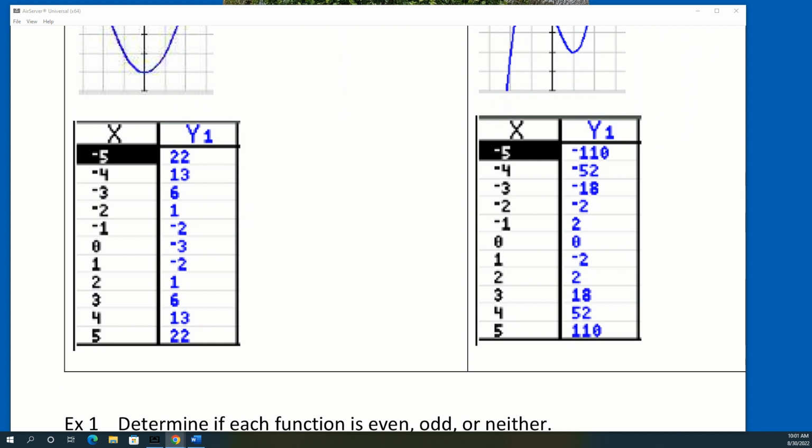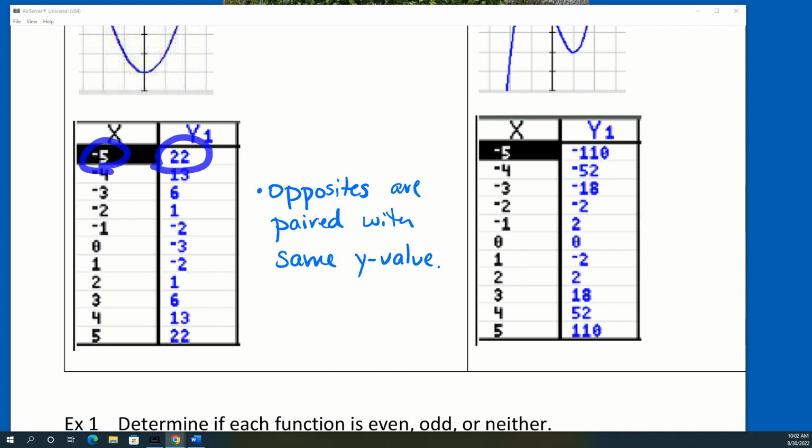And so for the even functions, opposites are paired with the same number. We'll say same y. Opposites are paired with the same y value. So negative 5 and 22 and positive 5 and 22. So same number.